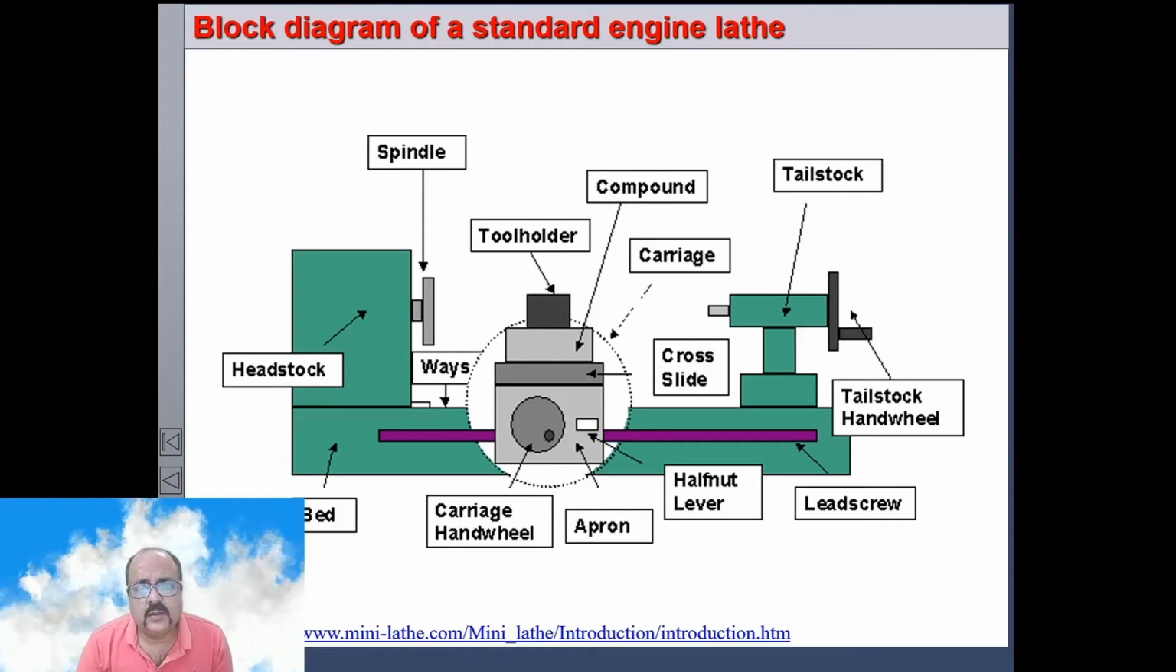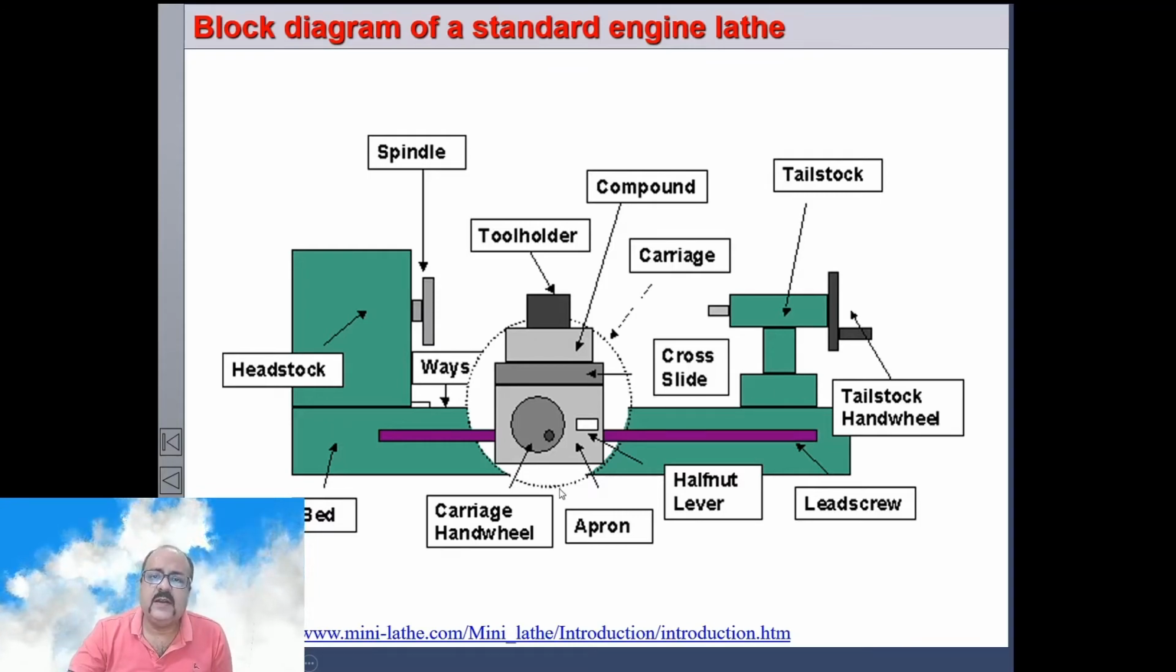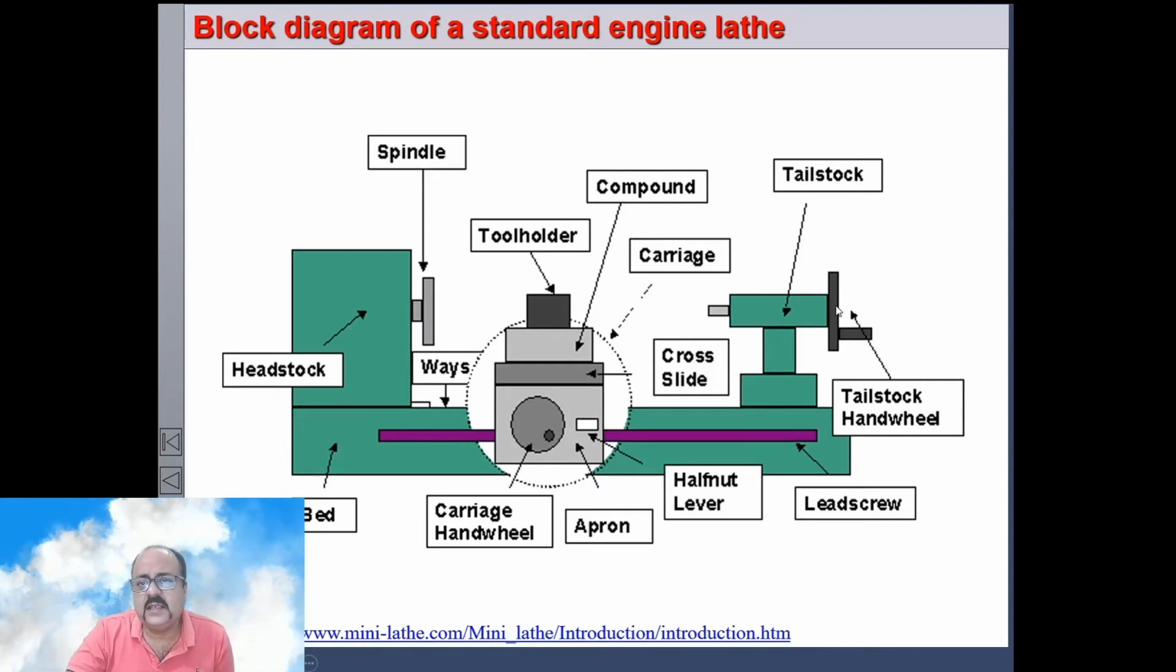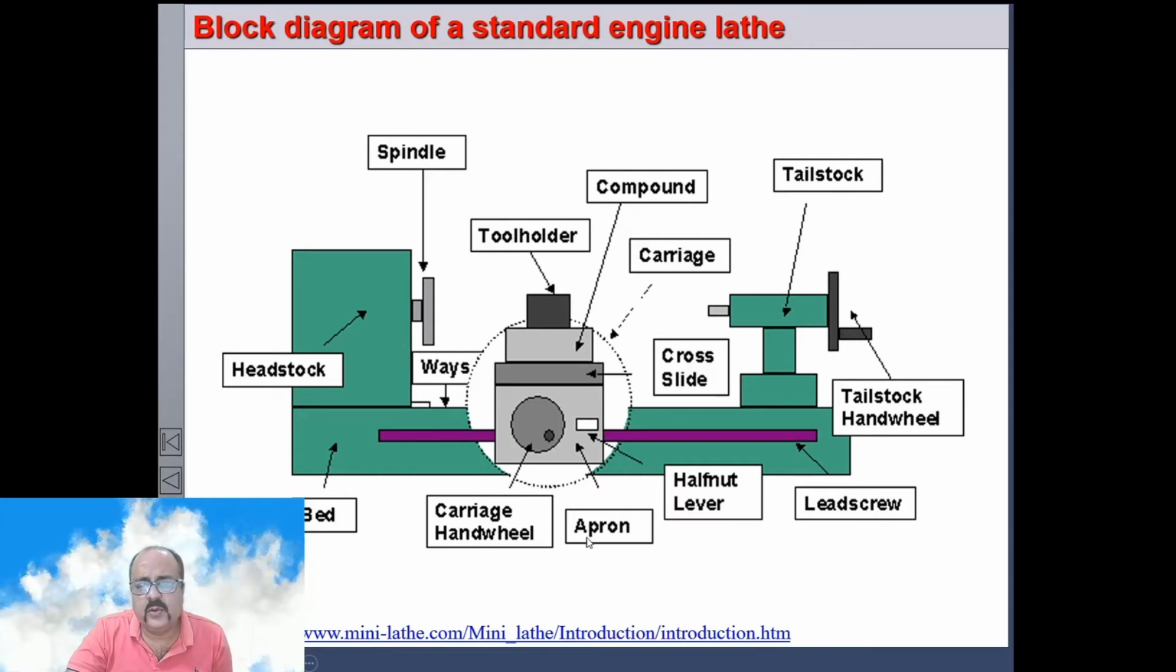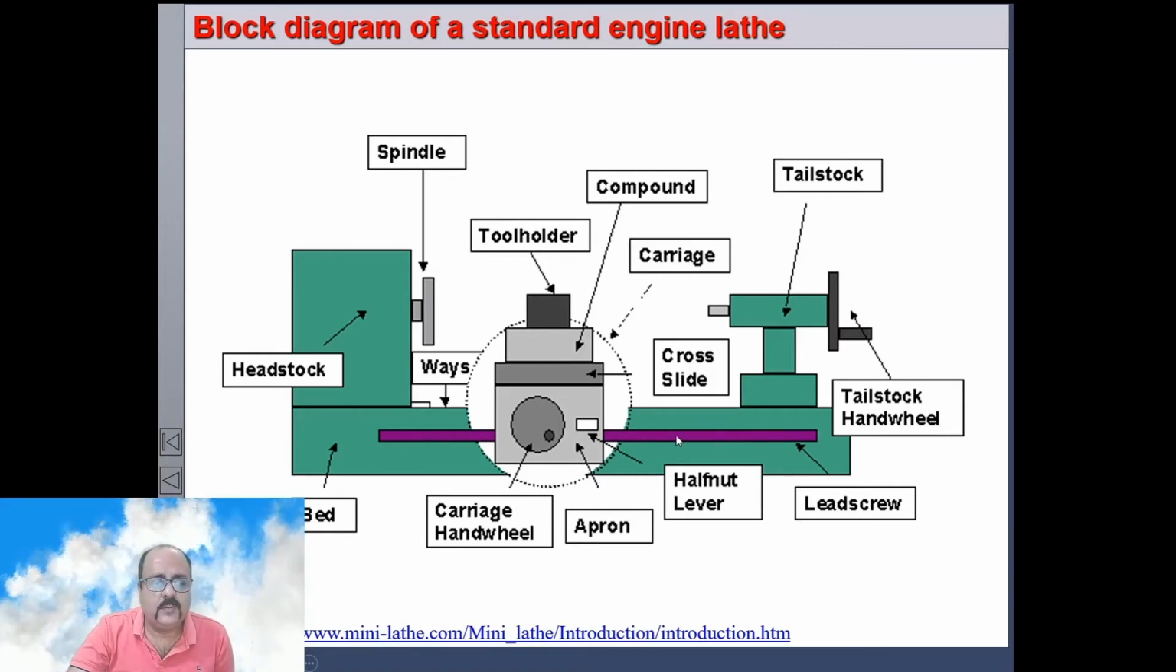I'll show you images of the bed. The top surface of the bed is machined accurately, and on it the carriage and the tailstock can move. It can be inverted V type bedways, or it can be dovetail type bedways. Most use inverted V bedways. On this side is the headstock, on this side is the tailstock. This is the carriage. The carriage consists of the cross slide, the compound rest, the tool holder, the carriage handle, and the apron. All these 5 components make the carriage. This is the lead screw, and there is another rod which is called the feed screw. Feed screw and lead screw are sometimes combined to form a single rod.